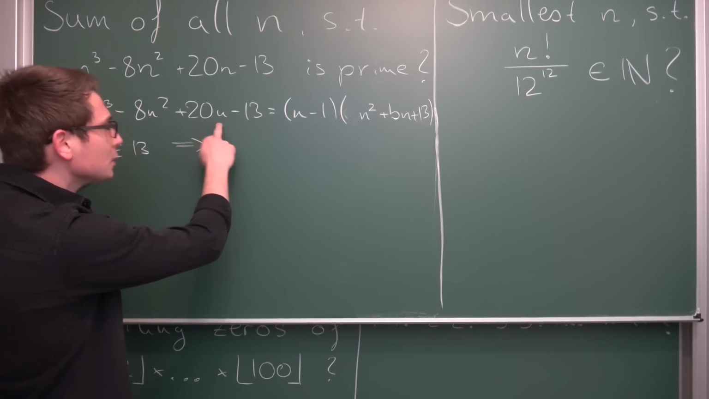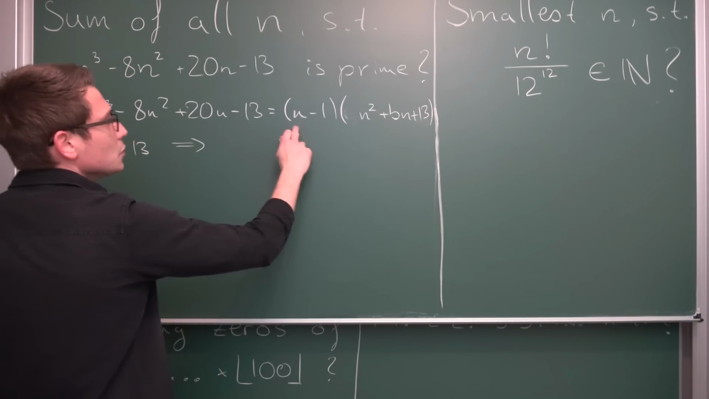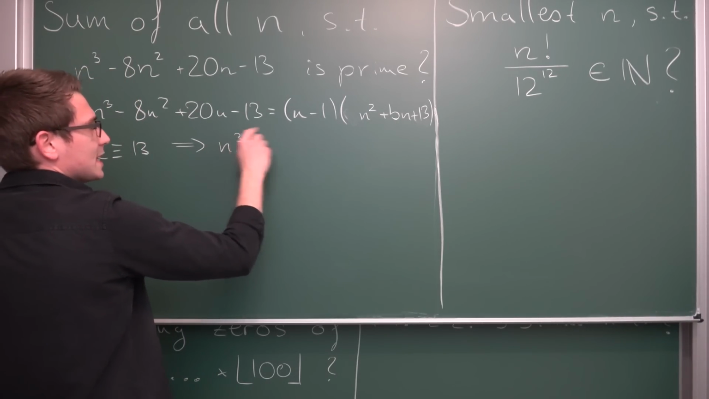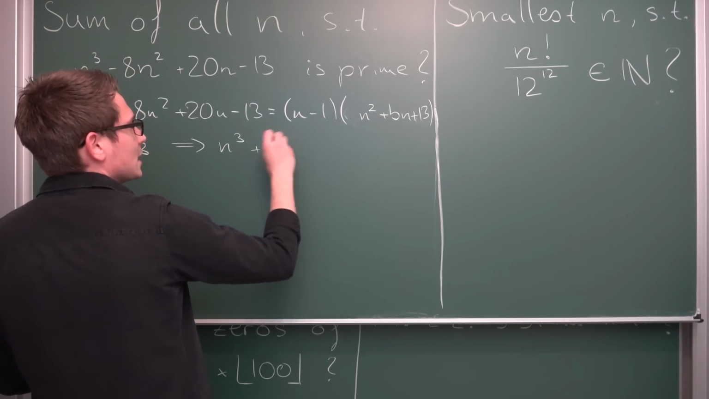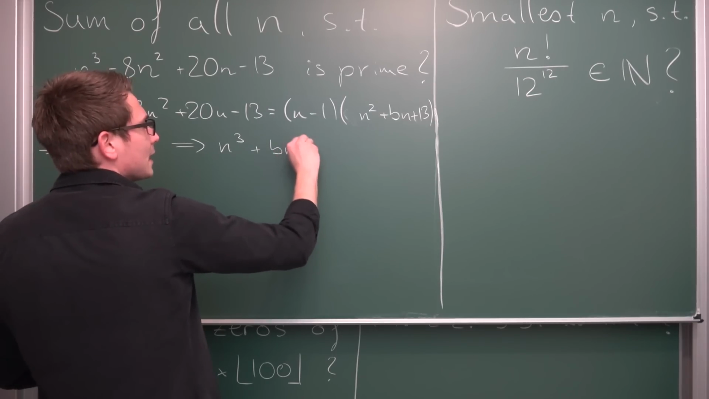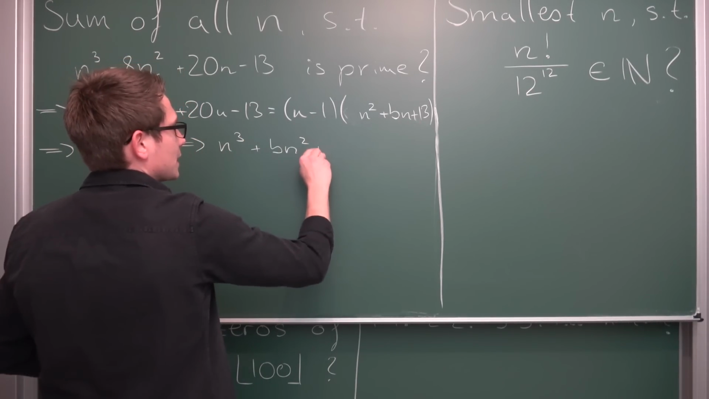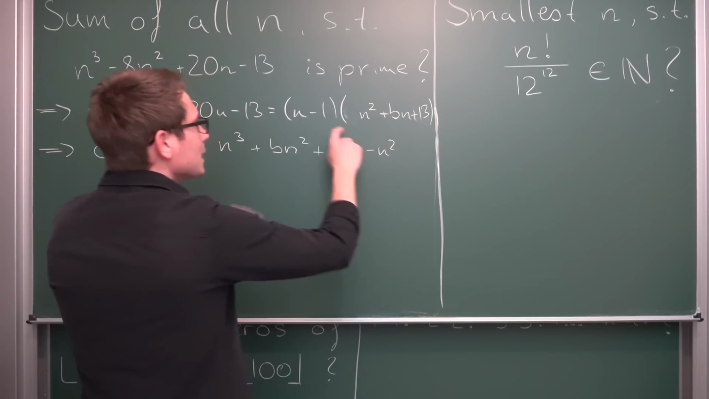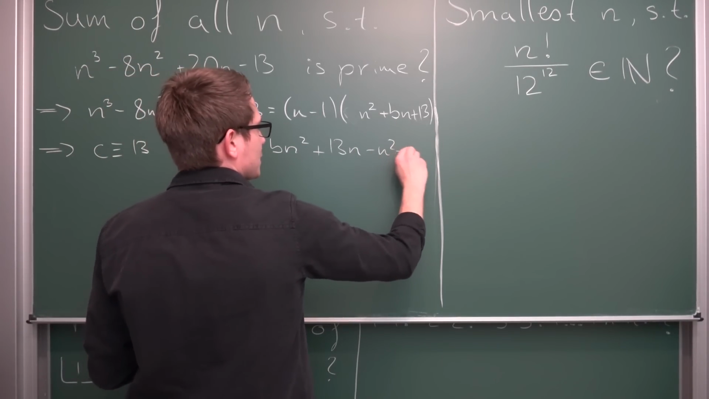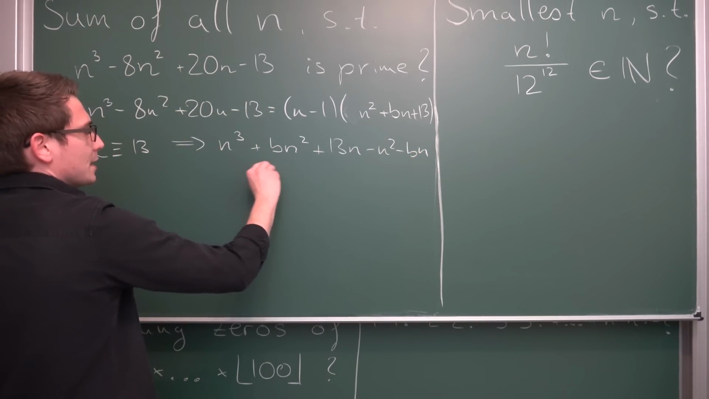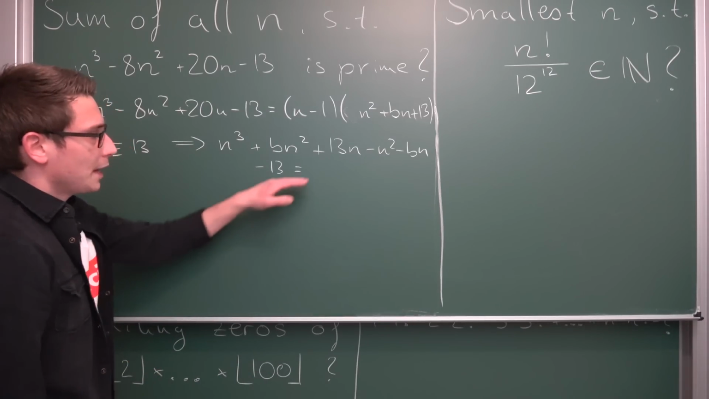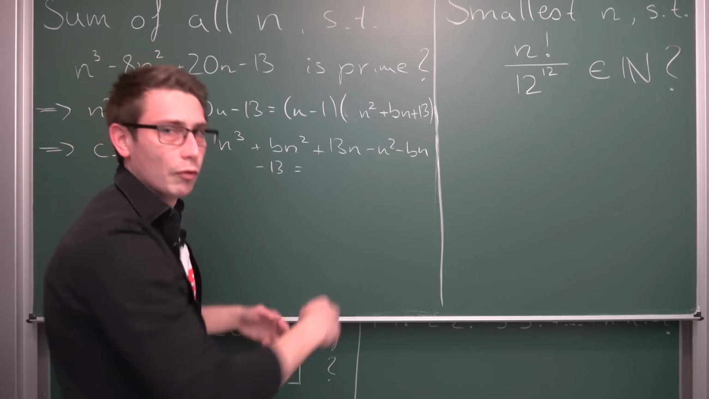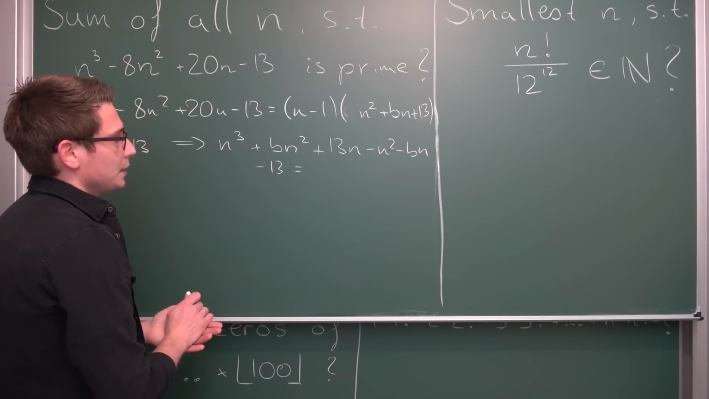Meaning, our polynomial that we get here is also equal to, multiplying n into here gives us n to the 3rd power, plus, and then we are going to get b n squared, and also we are going to get plus 13n, and then negative n squared. Also we are going to get negative bn, and then negative 13.